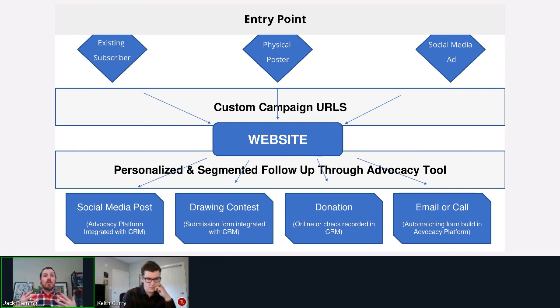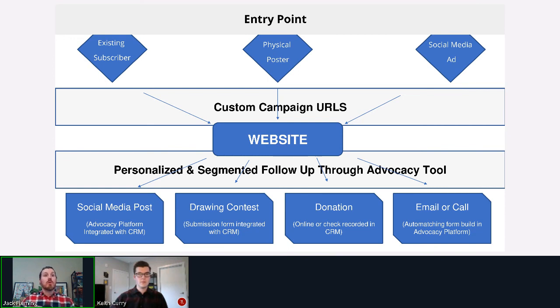So we've got folks into the website. We've used our campaign URLs. Now we want to think about how we are sending this out, and that's where personalizing and segmenting follow-up through our advocacy tool comes in. So we talked about that entry point into the website, that was the awareness, and then we want to send out the advocacy. So we've got the social media posts, the drawing contest, the donation, the email or call to action. So how people are engaging with the content that's coming in.